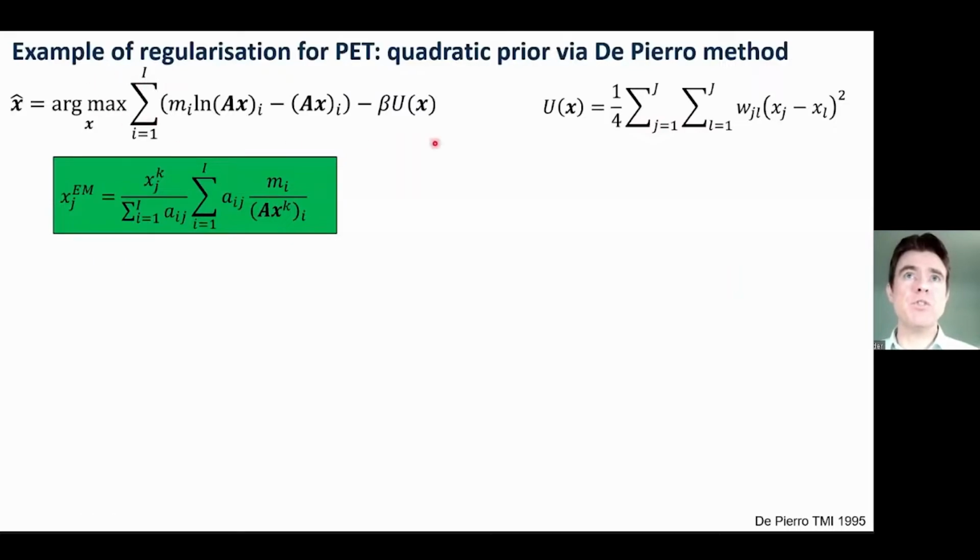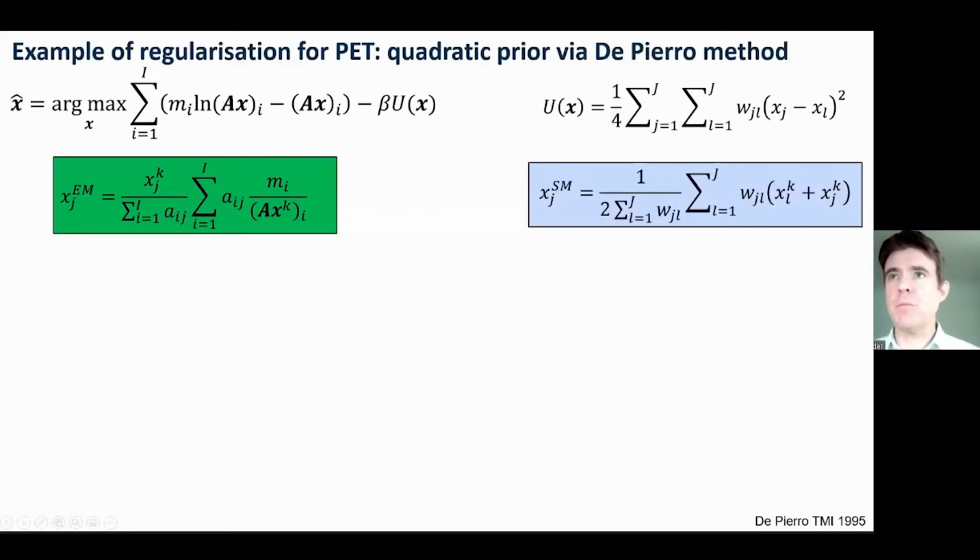To maximize this objective function, if we just had the Poisson log likelihood, then we'd use the EM update, which is basically maximizing a surrogate function. Okay, the surrogate function will be the complete data Poisson log likelihood, and we can get to the maximum of that in one go using the EM update. But of course that's based on an estimate of the complete data, the conditional expectation of the complete data given measured data and an estimate xk. So this well-known EM update will step us towards the maximum of that part there.